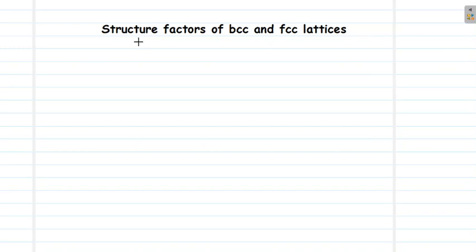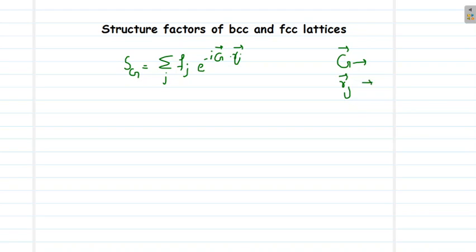In the last class, we defined the concept of structure factor and we also defined the equation for structure factor as S_G equal to summation over j of f_j into e raised to minus i G bar dot r_j bar. Here G bar is the reciprocal lattice vector and r_j bar is the position vector of each of the atoms in the unit cell.